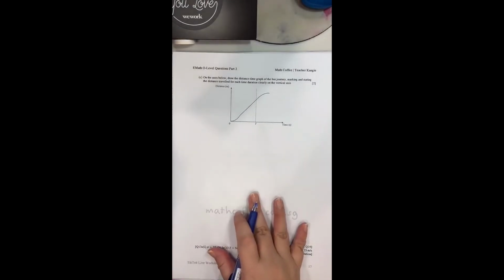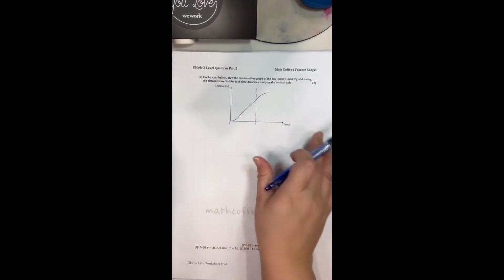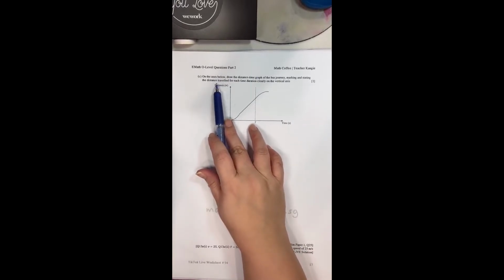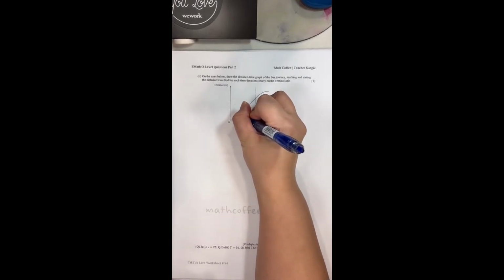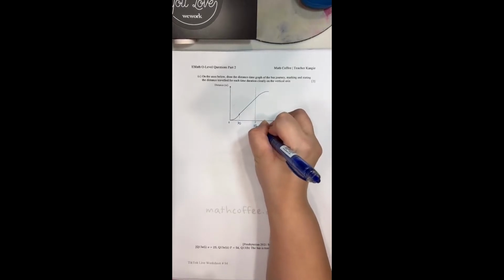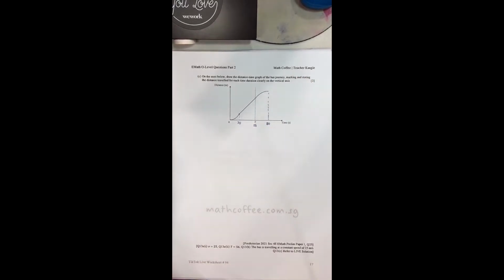Then you move to this part. On the axis below, they ask you to draw the distance time graph, marking and state the distance traveled for each time duration. So first, this part here, this is the 20. This part we know is the 56. And this part will be the 80.